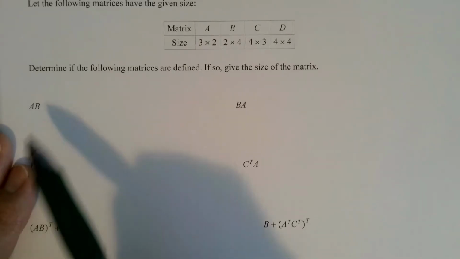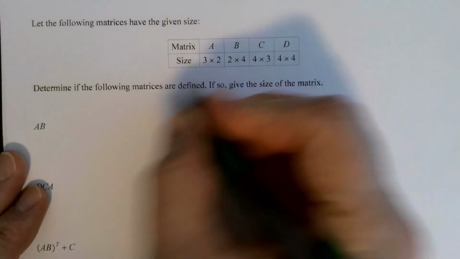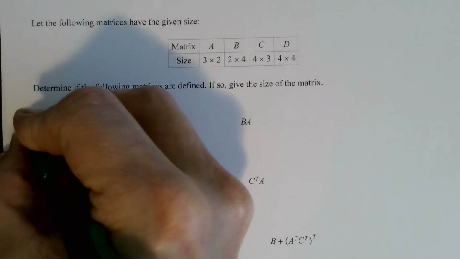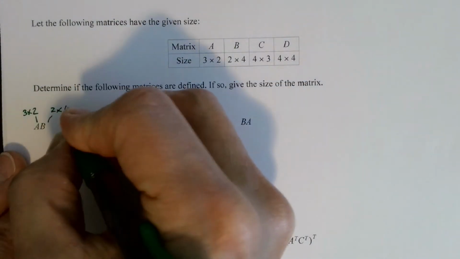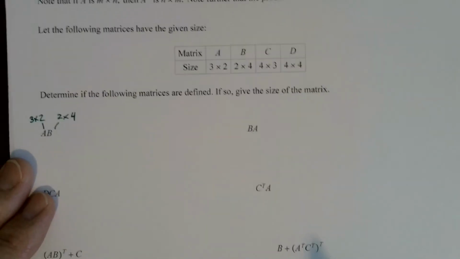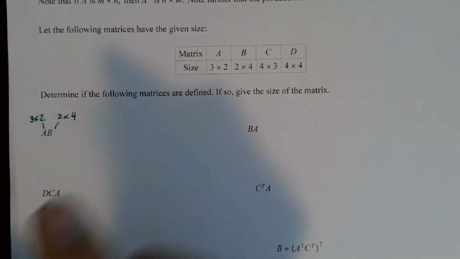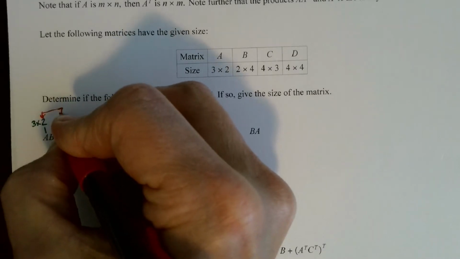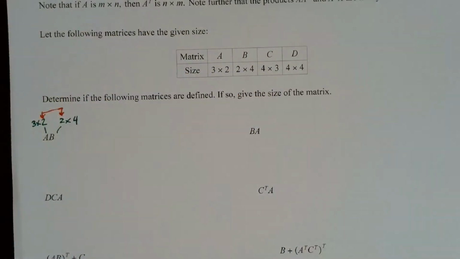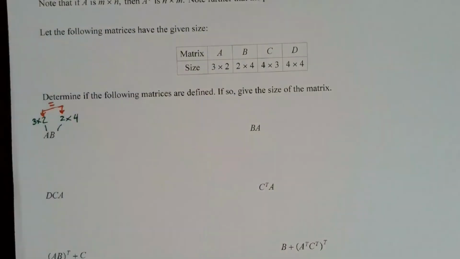So let's look at A times B. Well, A is size 3 by 2. I'm just going to write that above it, size 3 by 2. B is size 2 by 4. So can I do that multiplication? Yeah, because the 2 inner numbers, the number of columns of the matrix on the left and the number of rows of the matrix on the right, they have to match. Since they're equal, this is defined.